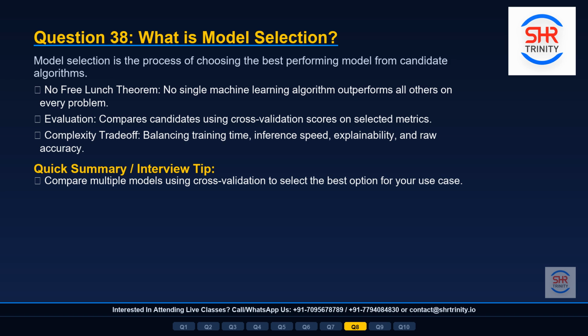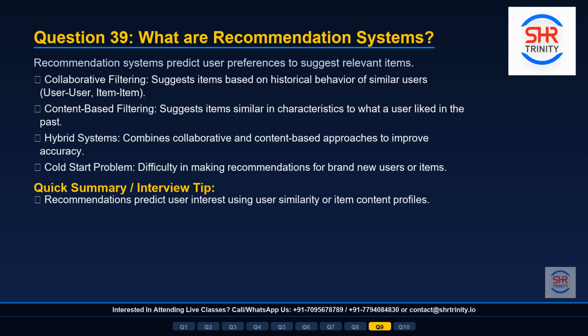Question 39. What are recommendation systems? Recommendation systems are specialized algorithms designed to predict user preferences and suggest items that users are likely to interact with or purchase. There are three main approaches. First, collaborative filtering, which relies entirely on historical user-item interactions, suggesting items based on the behavior of similar users, or recommending items that are frequently bought together.